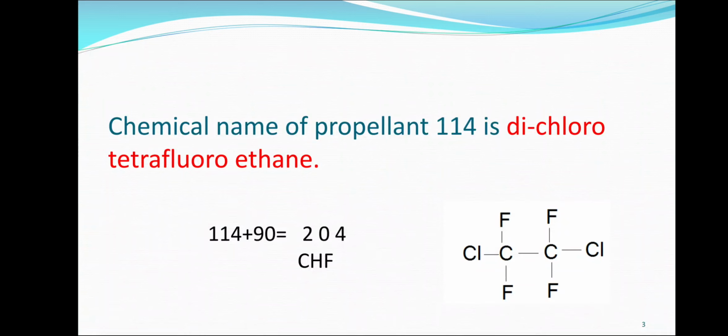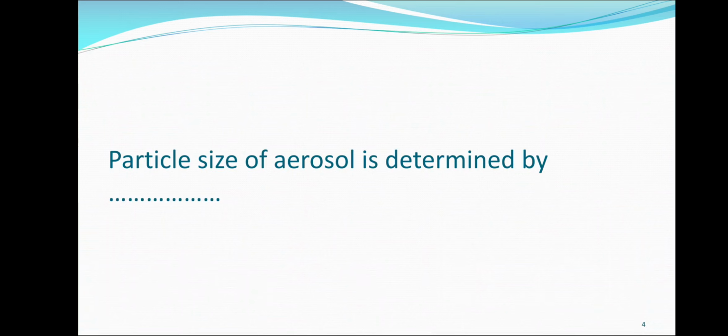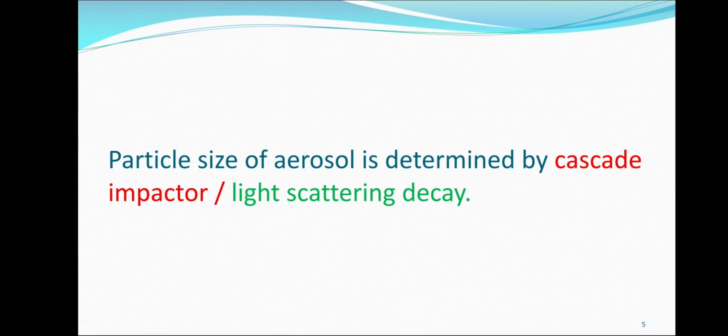In the shortcut method, if you add 90 with 114, then you get 204. Here 2 represents the number of carbon, 0 represents the number of hydrogen and 4 represents the number of fluorine. In the structure given here, 2 carbon is there, therefore it is an ethane derivative. 4 fluorine is there and the remaining 2 places are occupied by 2 chlorine. So it is dichlorotetrafluoroethane.